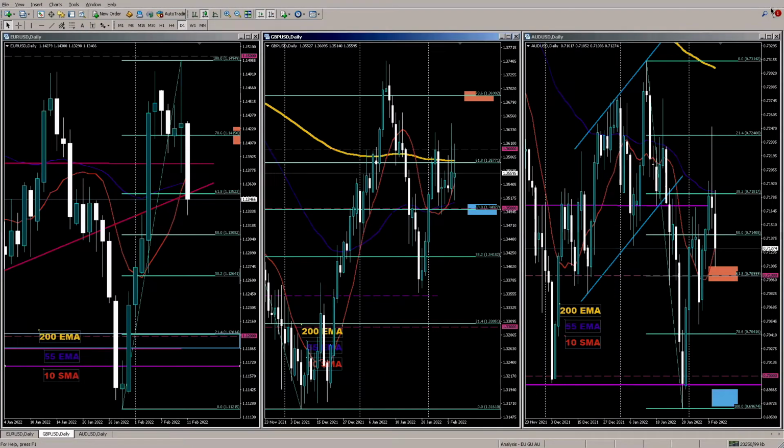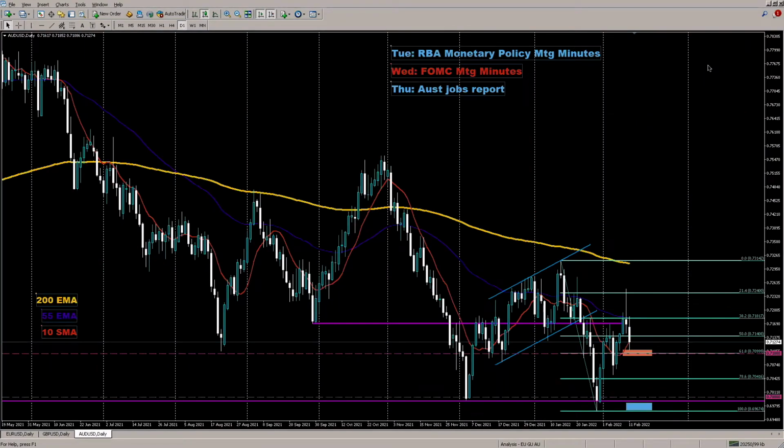Okay. Moving on to the Aussie dollar. And this week, they also have their RBA monetary policy meeting minutes being released. So this could be a key week for movement for the Aussie dollar, because it did climb up higher from the start of the week, and went through the resistance zone to hit the 76 retracement.